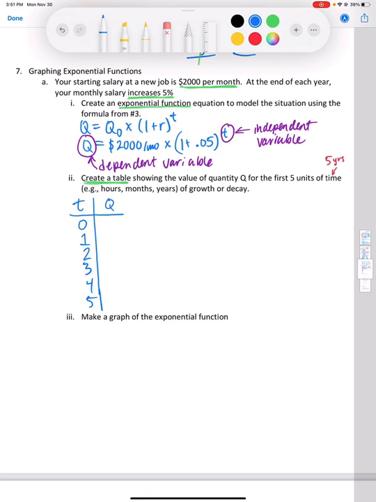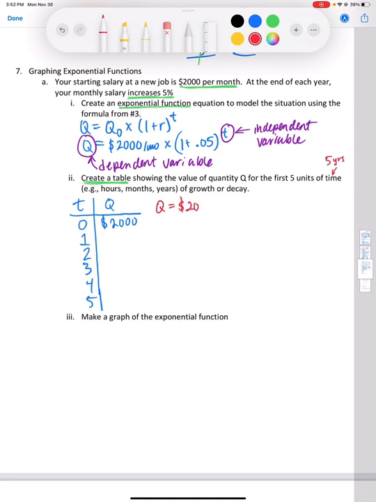So Q, we've done to help calculate all this stuff. Q is equal to $2,000. So this is Q at time 0. Q is $2,000 at time 0. Okay, so let's go ahead and write that in. Now, Q at time 1. Let's do that next.